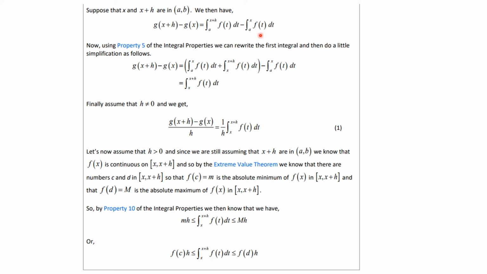But by one of the properties that we learned, I can pick an intermediate point, for example x, and I can change this thing that I'm pointing at into this.